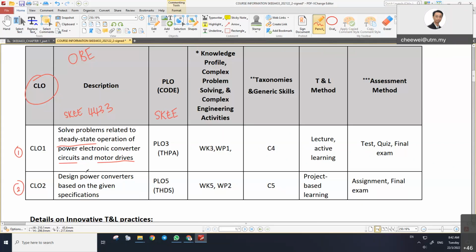What is the second course learning outcome? Design power converters based on the given specification. So basically CLO2 will be mapped to your assignment. And there's one question on the final exam, question number 2, I guess, Q2. Totally on design, but not difficult, is it? CLO1 will be met on your test, quiz, and final exam as well.